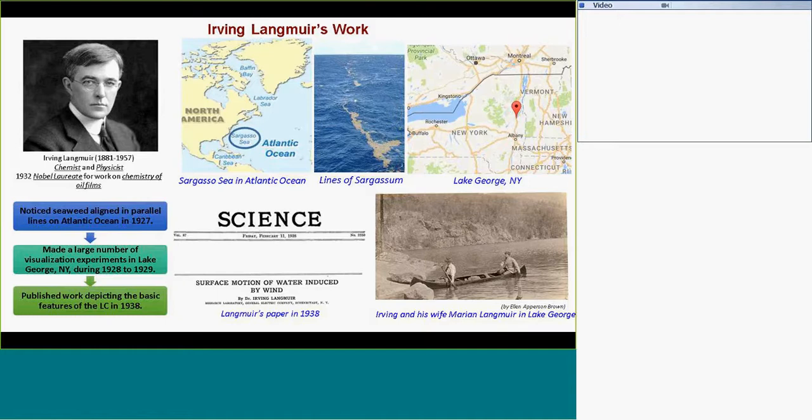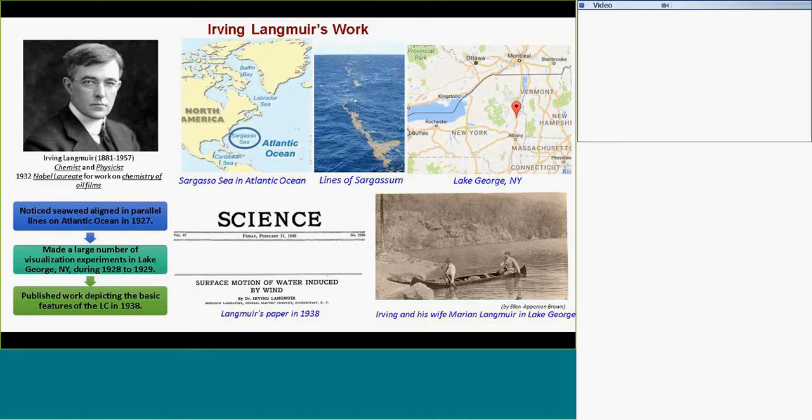So he was the first one giving this kind of mechanism, and therefore this phenomenon is named after this chemist and physicist. People call it Langmuir circulation. Actually, that's a very good journal in that area about surface chemistry. The journal's name is called Langmuir.